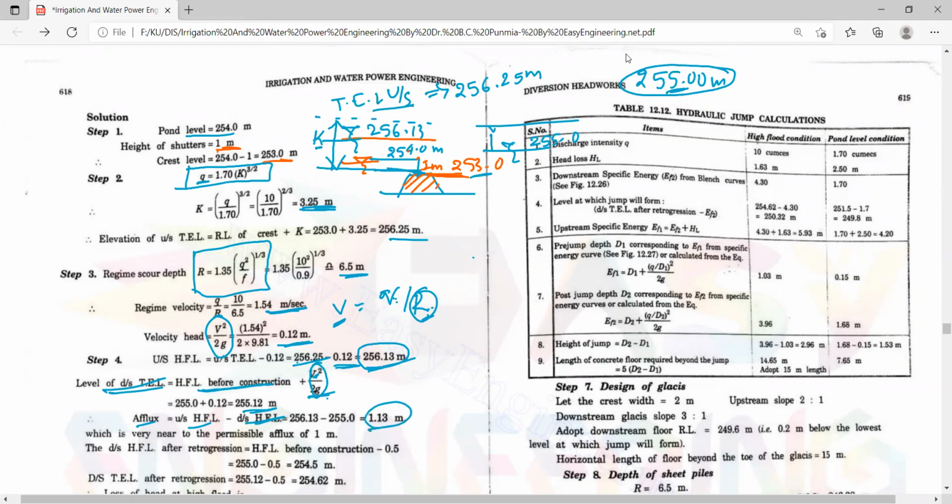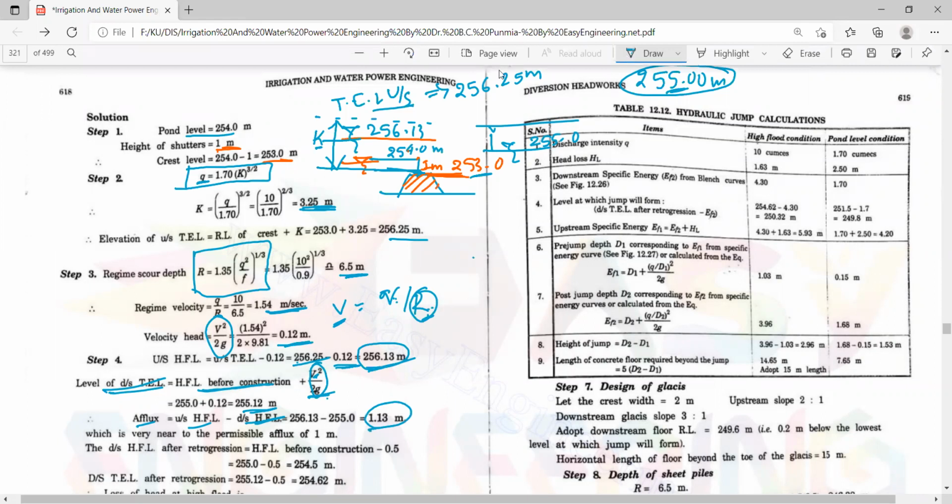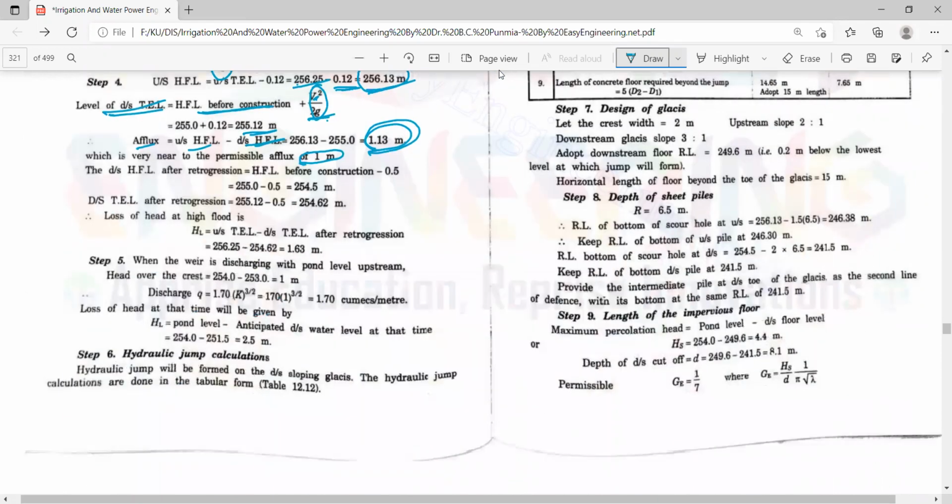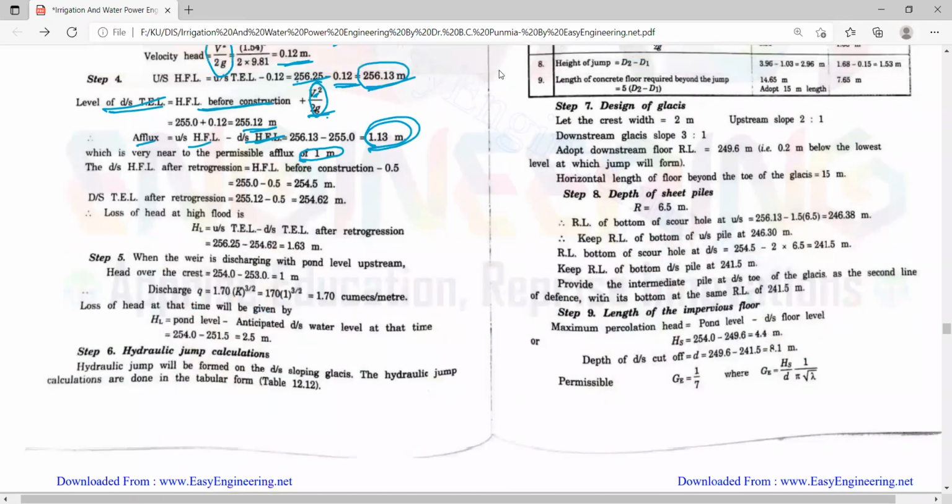But in our given problem, it is mentioned that our permissible afflux is 1 meter. So our value is very near to the permissible value, then it is accepted. So 1.13 meters will be the afflux. Next, after calculation of these levels and permissible afflux values, we need to calculate again the downstream side high flood level.